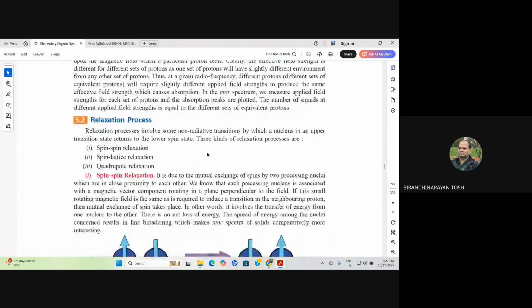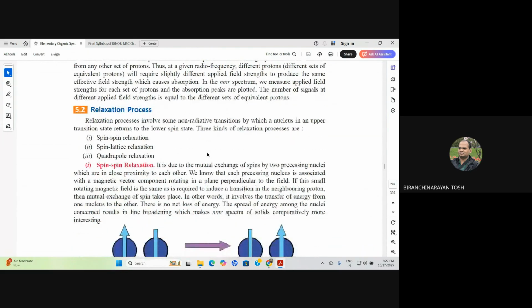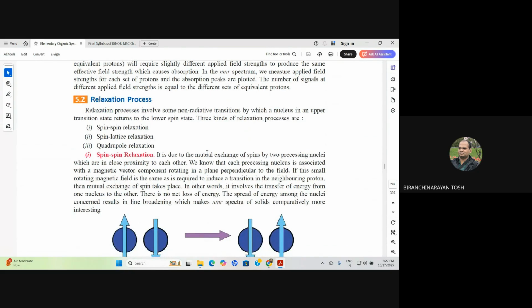Now the relaxation process involves some non-radiative transition by which a nucleus in an upper spin state returns to the lower spin state. The relaxation processes may be spin relaxation, spin lattice relaxation, or quadrupole relaxation.